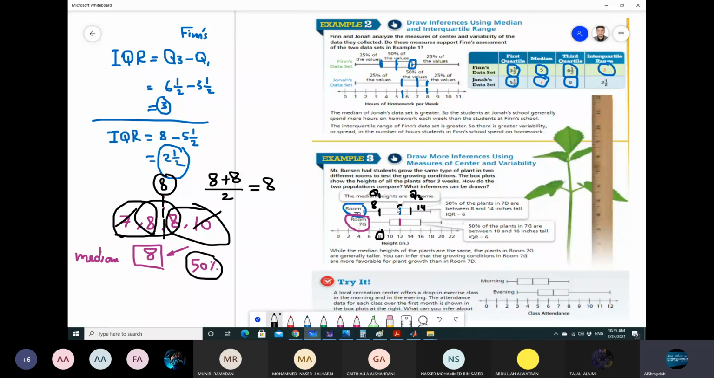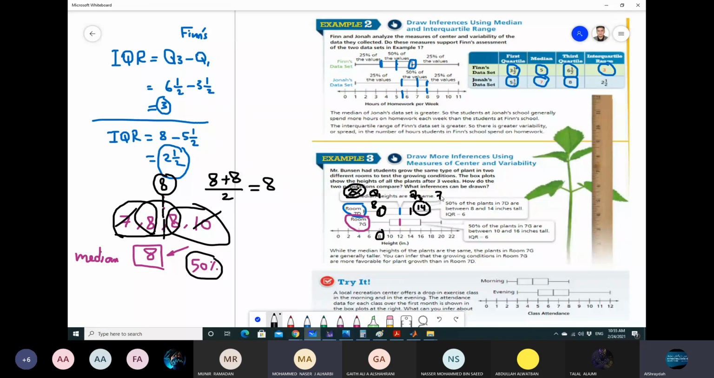We already finished talking about Q2. Q2 is the median. We said that 50% of the data values are below that point. What do we mean by Q1? 25% of the data values are less than 8. And what do we mean by Q3? 14.